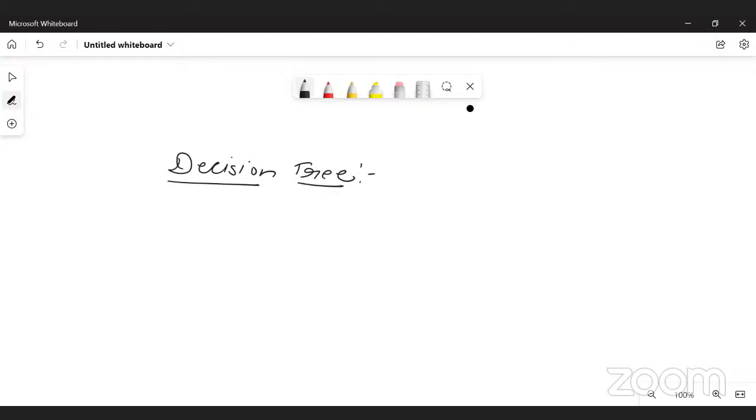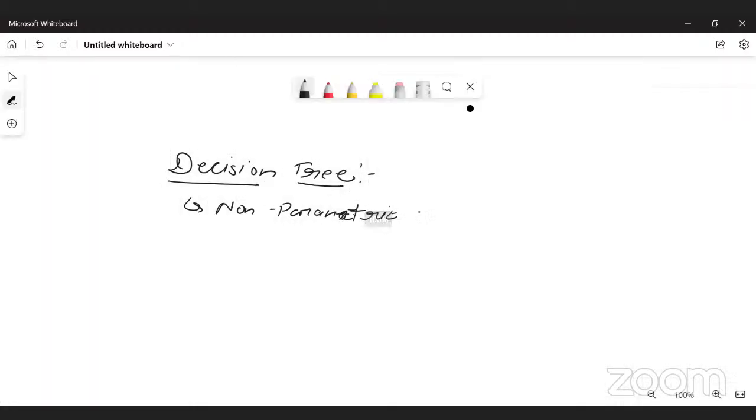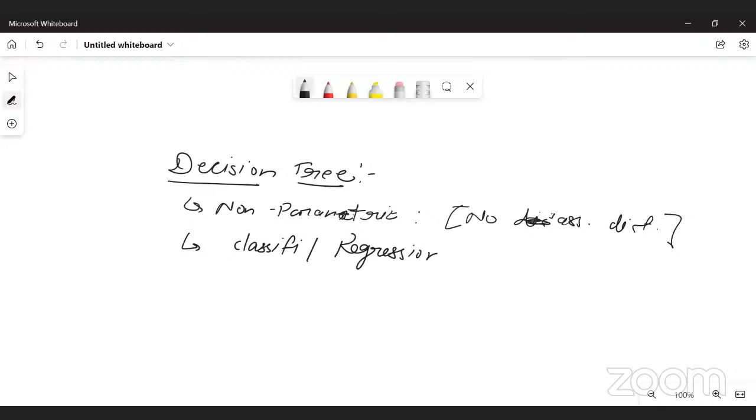First of all, a decision tree is non-parametric. What do I mean by non-parametric? We don't make any assumptions about the distribution of the data set. So this is one feature of a decision tree: it is non-parametric. Second, it can be used for both classification and regression problems. We will see how we can solve both classification and regression problems using a decision tree.